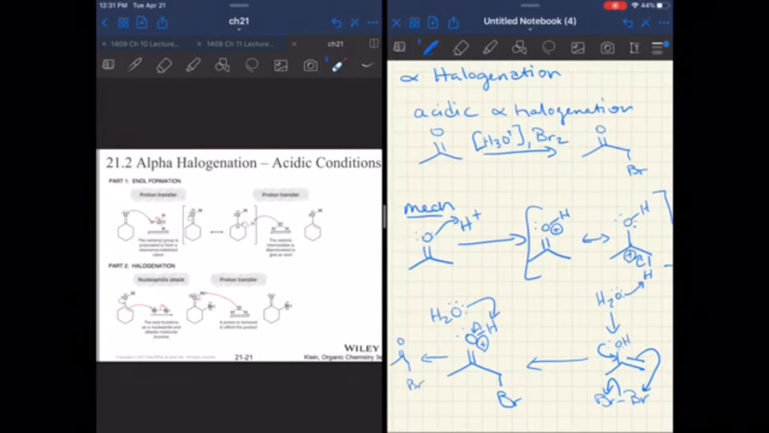I think this is the one mechanism where you actually do have to show the tautomerization to the enol. This is an important mechanism, very, very high potential for me to ask you about it. Make sure you practice it.